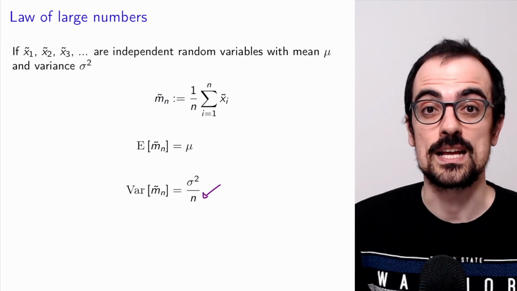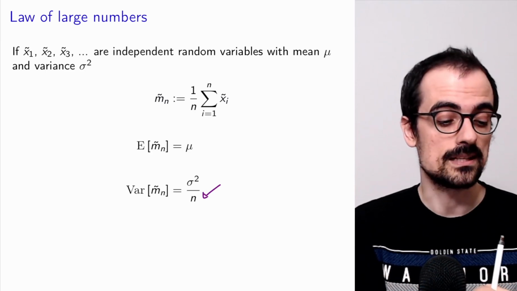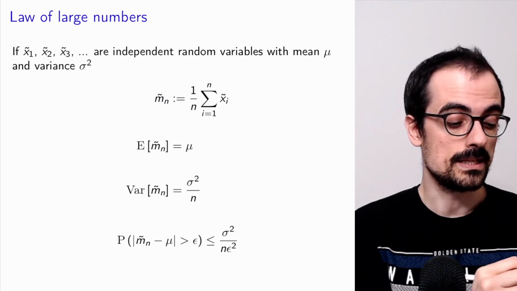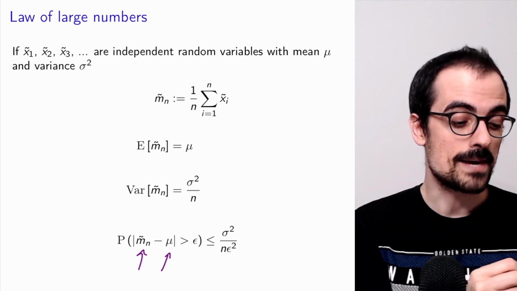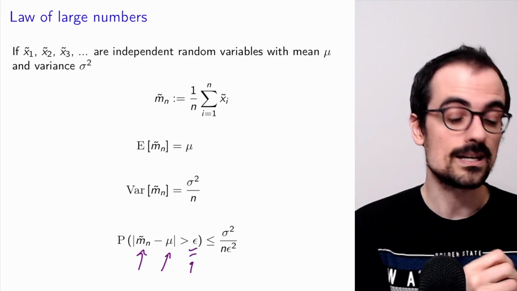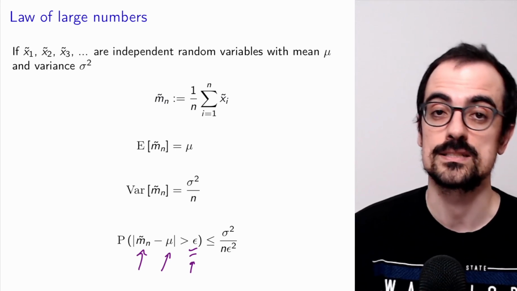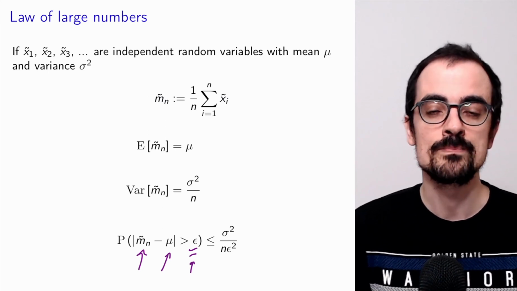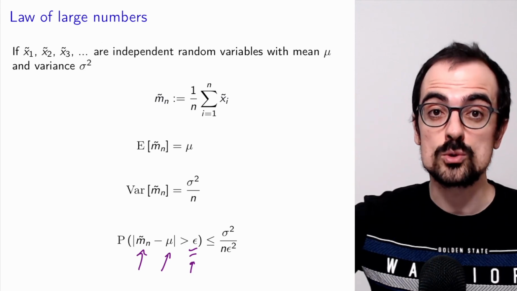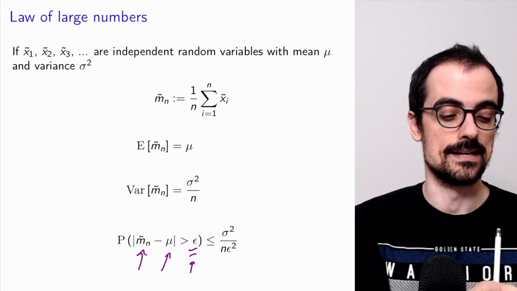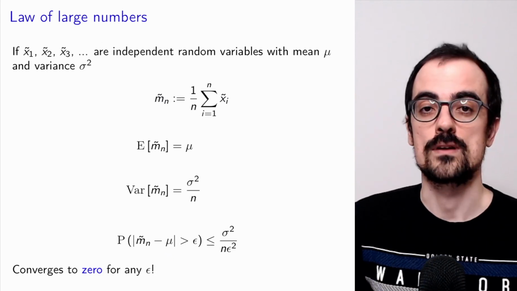By Chebyshev's inequality, that implies that the probability that the sample mean deviates from mu by a certain constant, no matter how small the constant is, so this holds for any constant greater than 0, is eventually going to go to 0 as we increase n. And that's the law of large numbers.